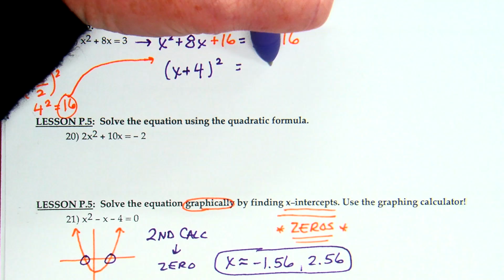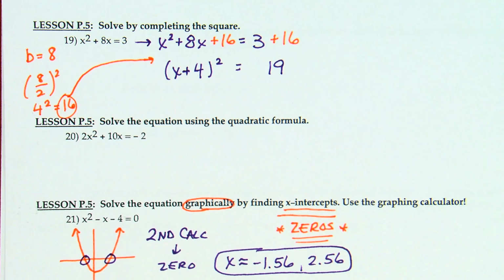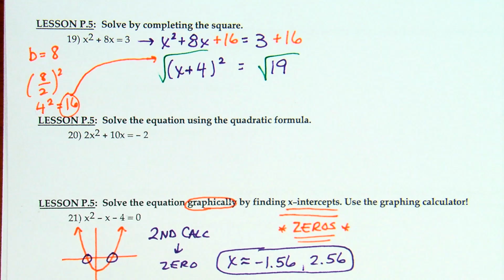I guess I still have one more step. It says solve by extracting square roots, which really just means you're being told to take the square root of both sides. What's the square root of x plus 4 squared? x plus 4. What's the square root of 19? Plus or minus the square root of 19.